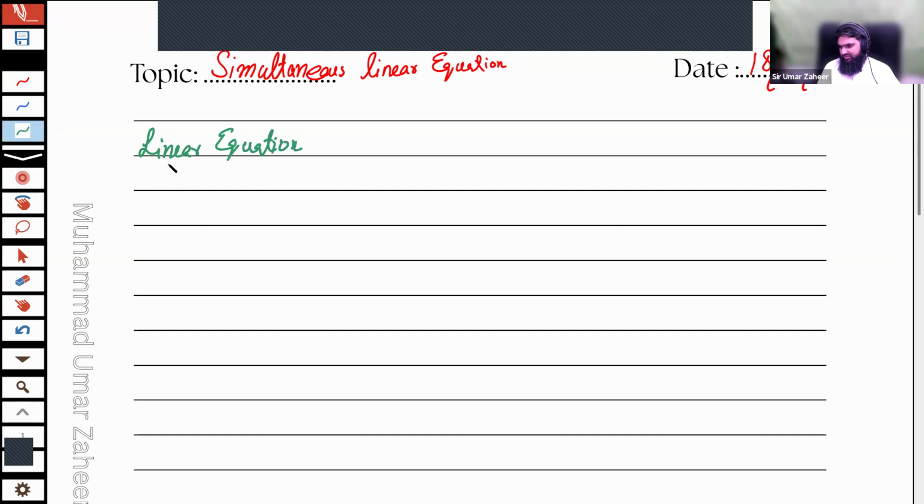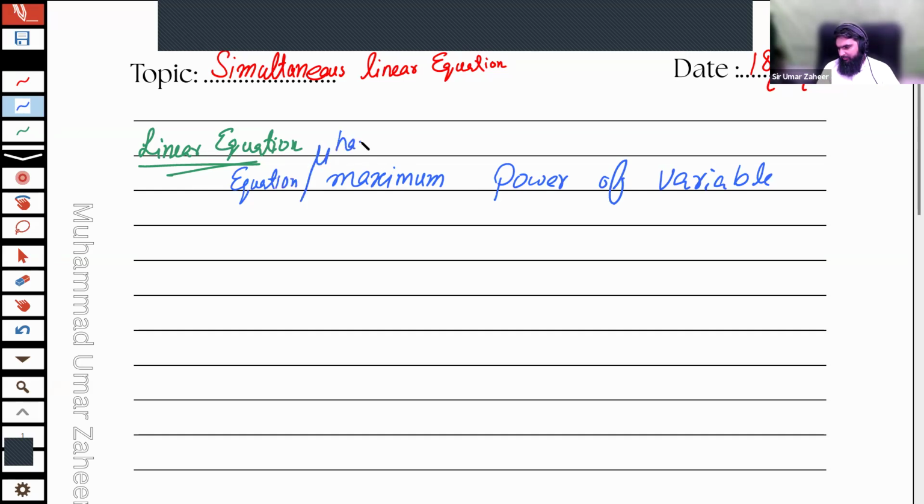So if I'm going to talk about linear equations, an equation in which the maximum power of a variable is 1. In short, what we have to say is that an equation having the maximum power of the variable as 1, such types of equations are known as linear equations.